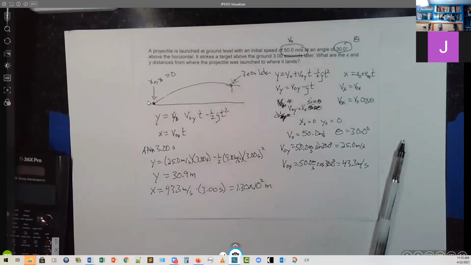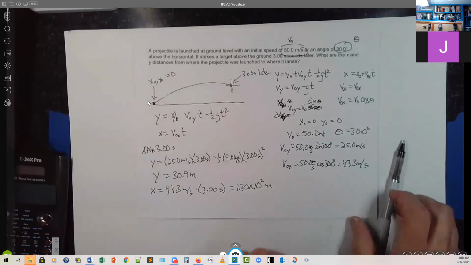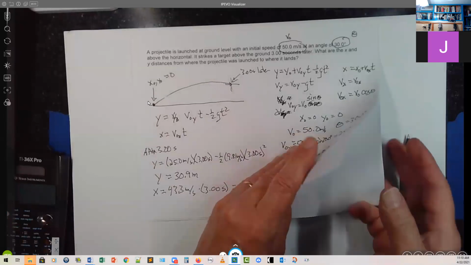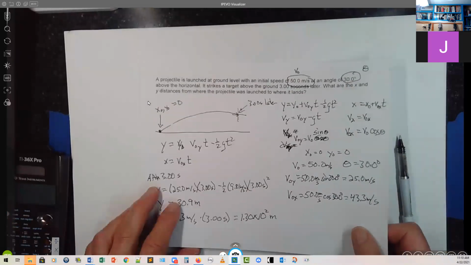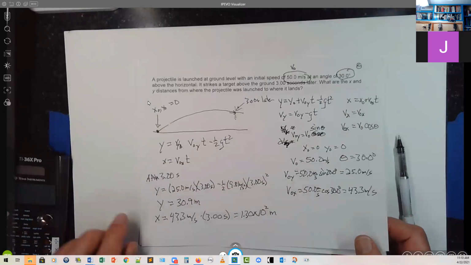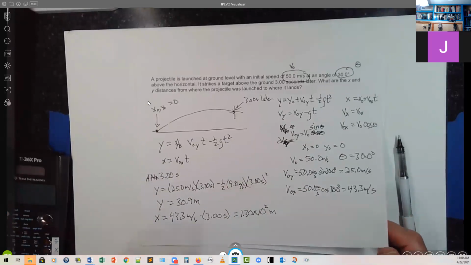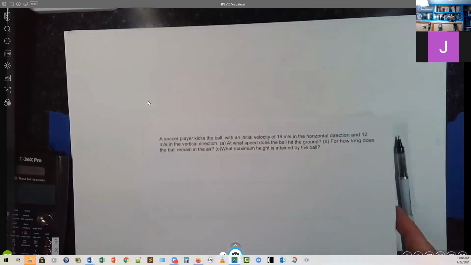So we just solved our first projectile motion problem. And let's see what the next one looks like. Any questions about what I did on this, other than scribbling out a whole bunch of stuff? Let's see what else we might get.